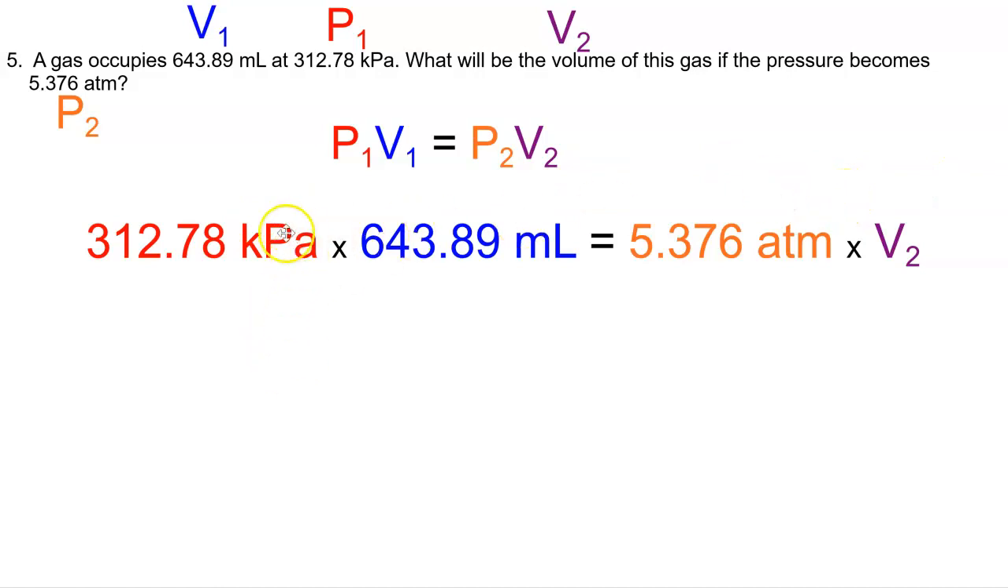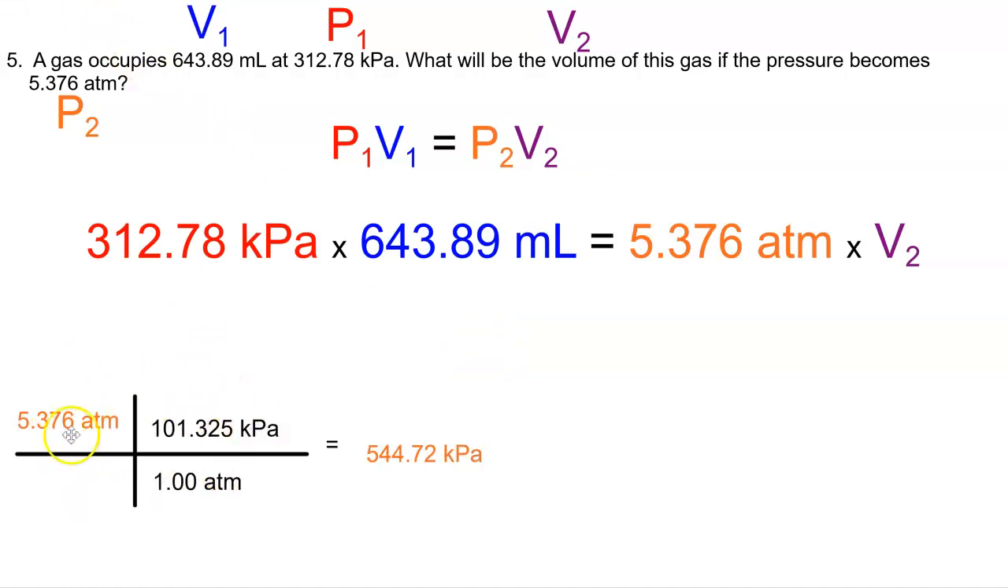So in this problem, I could get this to be ATM, or I could get ATM to be KPA. I have chosen to make both of my units KPA. In your practice problems, I will indicate what kind of units of pressure or volume I want you to use. And if I don't, then you get to choose which direction you go. Okay, so we're going to convert and get both of our pressures into KPA.